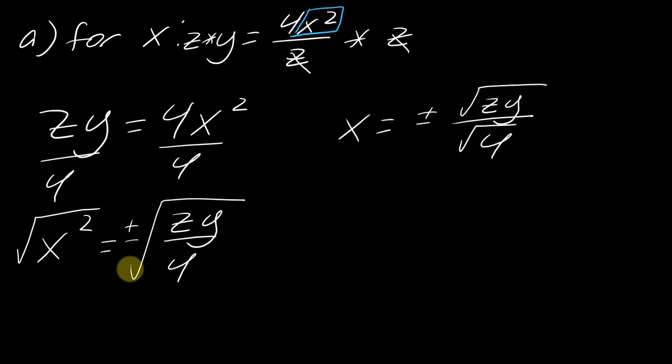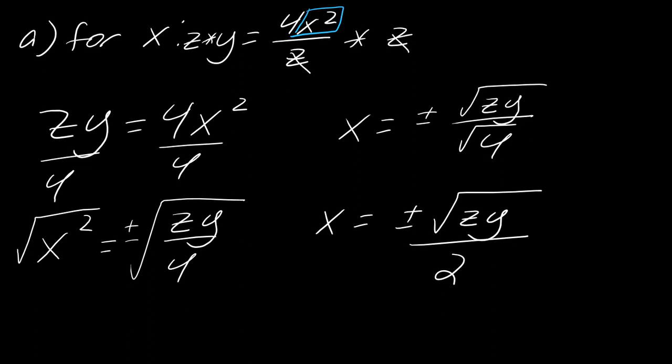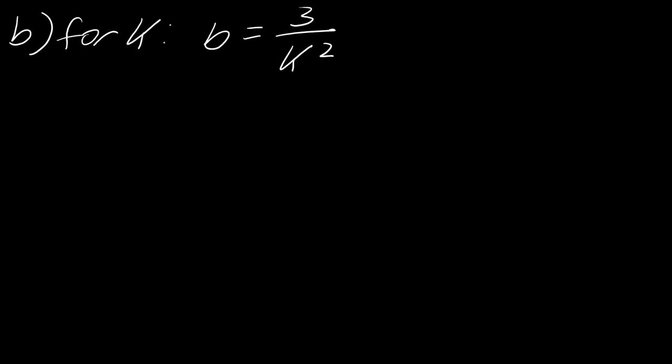Notice I can break up this square root into a square root over a square root, or I could have just left it as one singular square root. However, I broke it up because I can actually take the square root of 4. So my final answer here will be plus or minus the square root of zy over 2, because the square root of 4 is 2. Okay, so that's the idea when you have a square in a formula.